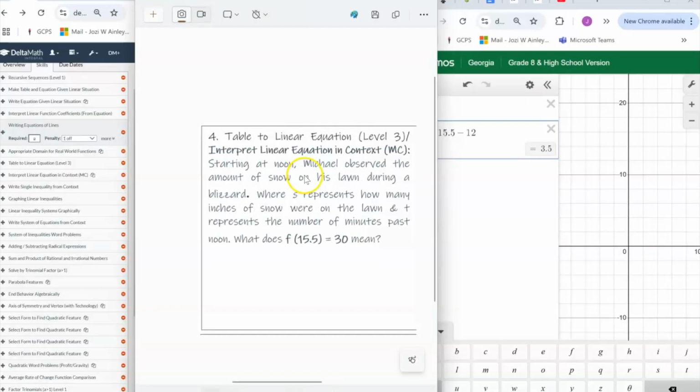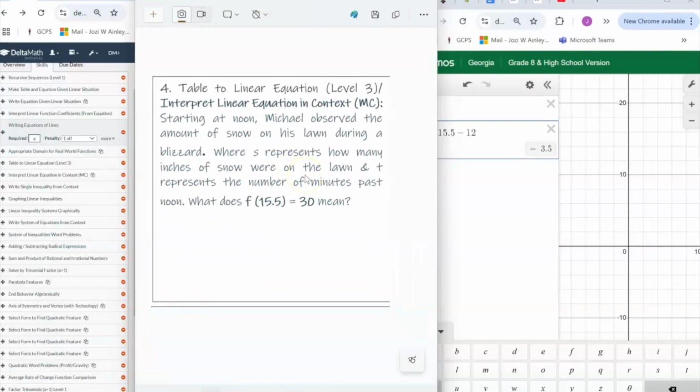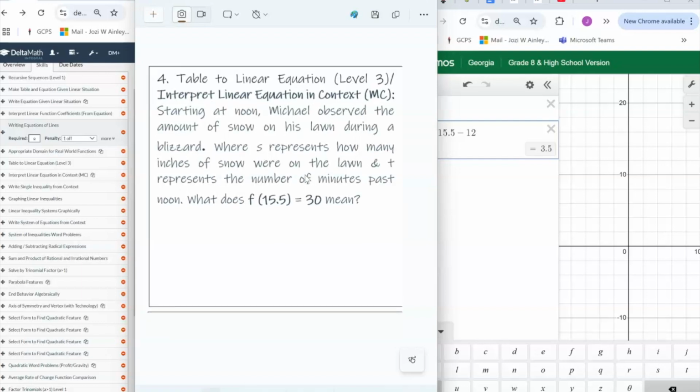And that's it. All right, so instead of looking at how to write a linear situation from a table like we did last week, we're going to be looking at how to interpret linear equations from context. So they give us a contextual problem right here.